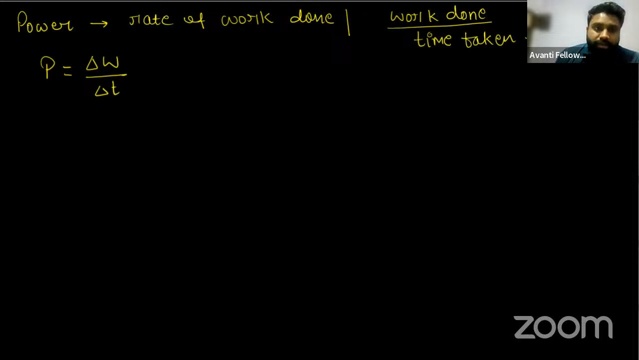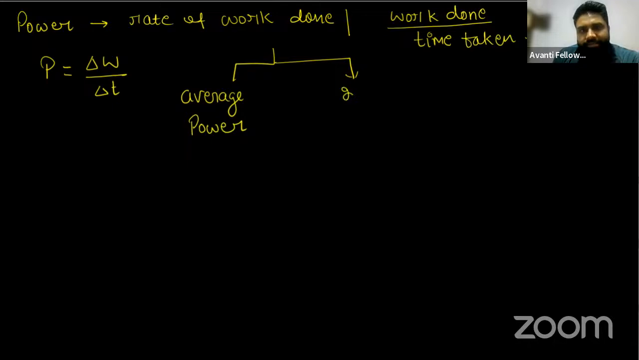We have two types of power. First is the average power, and the second one is the instantaneous power. If you are interested in getting the value of the power at a particular instant, you will go through the instantaneous power. And if you want to calculate the power for a sufficiently large time interval, that kind of power is the average power.